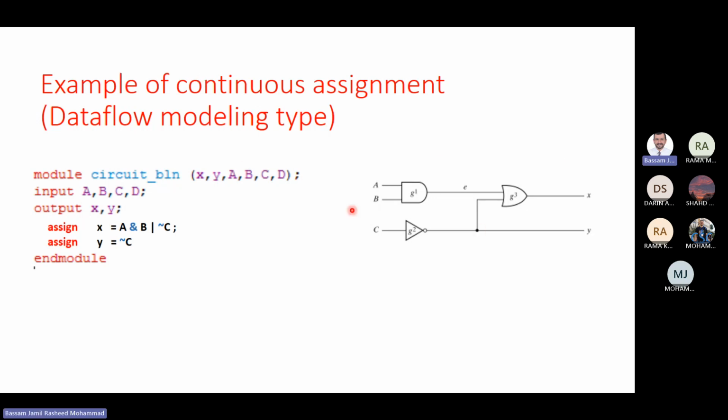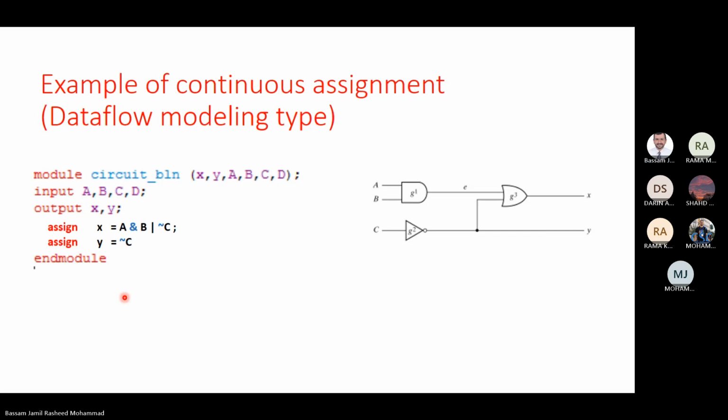Now, how can I do the same circuit using data flow? Typically, data flow will use an assign statement, and we will talk about it in the lecture after next. An assign statement typically assigns values to wires or outputs. So now I'm assigning the value of X to be A ANDed with B, or not C, which is E. We'll talk about the operations in the coming lecture, okay? And then Y equals the inversion of C.